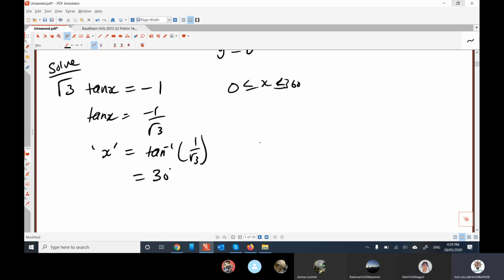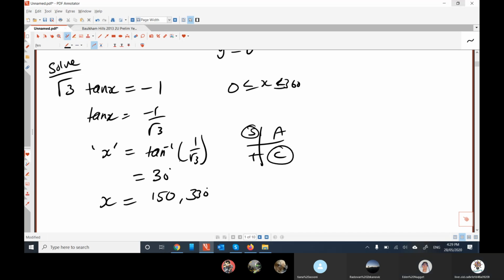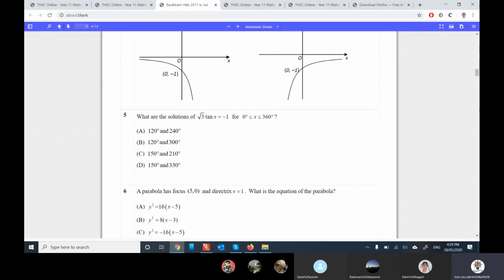And then what do we draw? Quadrant diagram, bang. And then what do I say to myself here? Tan is negative in quadrant 2 and 4. And then I write, therefore, x equals 180 minus 30, 150, 360 minus 30, 330. And you go back to the paper, you go look for 150 and 330. Right there, done. The answer is D.